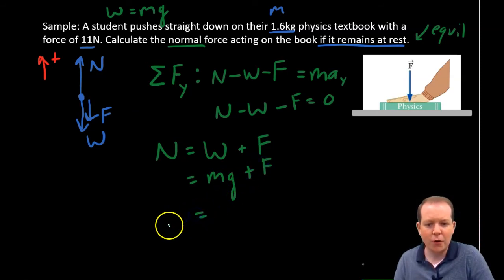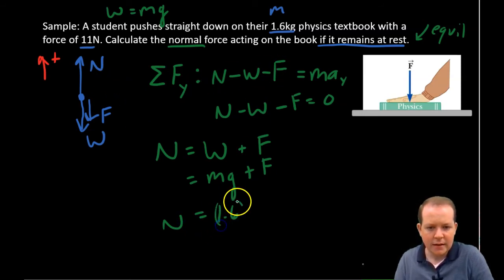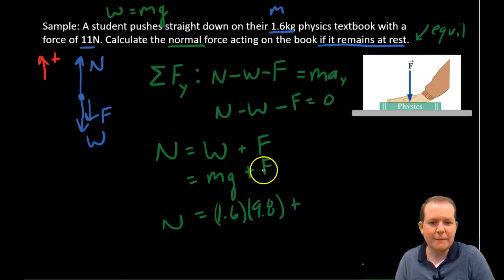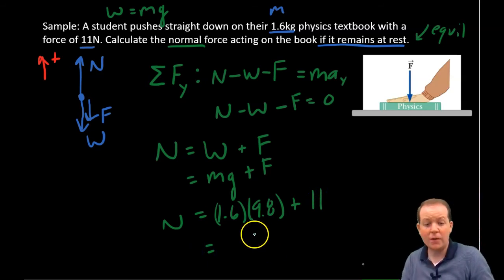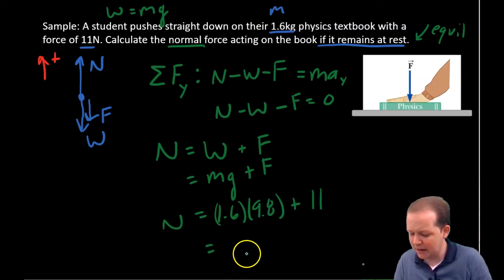So the normal force is equal to the mass of the object. The mass is 1.6. G is 9.8. Plus, what's the value of the force? 11. It's 11 newtons of force, plus 11. Okay? Now, when I do 1.6 times 9.8, that's almost about 16. It's almost 16, okay? Almost 16 plus 11, I plug it into my calculator.